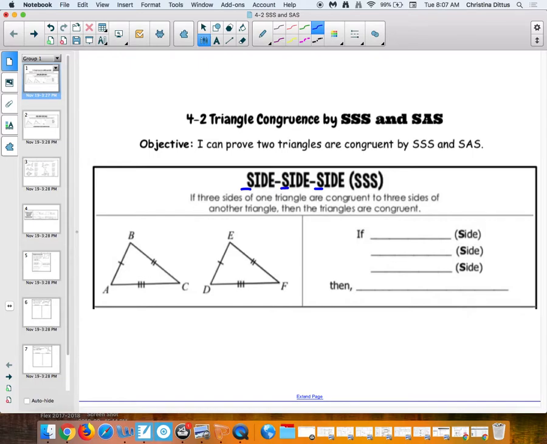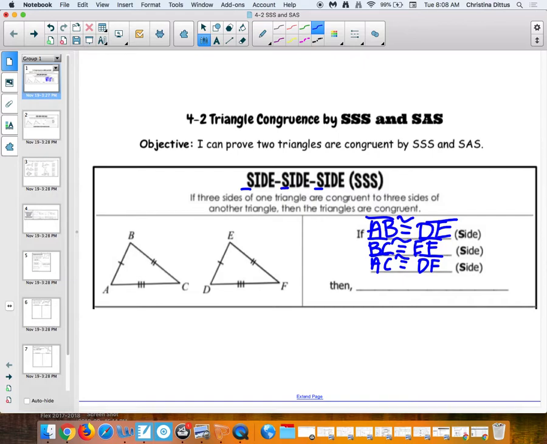So, let's say, refresh this from yesterday, if I said AB is congruent to, what would you have to say? DE. If I said BC, what would you say? EF. And if I said AC, you would say DF.